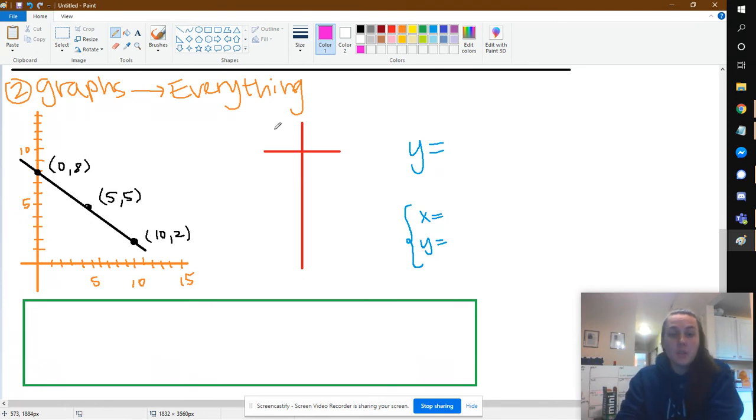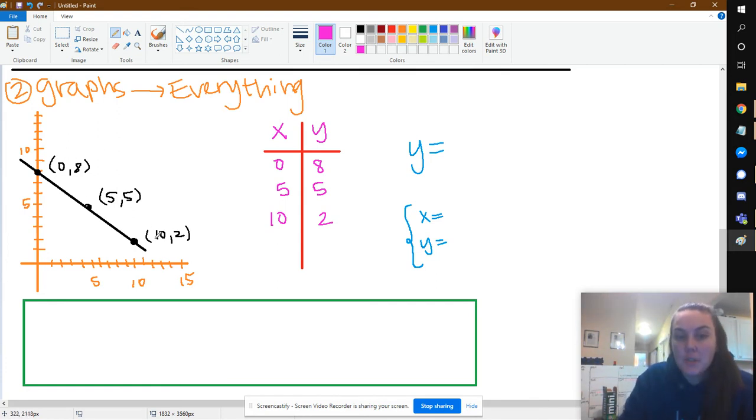Great. To move to the table, I'll do the table first. We're just going to write these points, right? We're just going to write 0, 8. We're going to write 5 matches with 5. We're going to write 10 matches with 2.